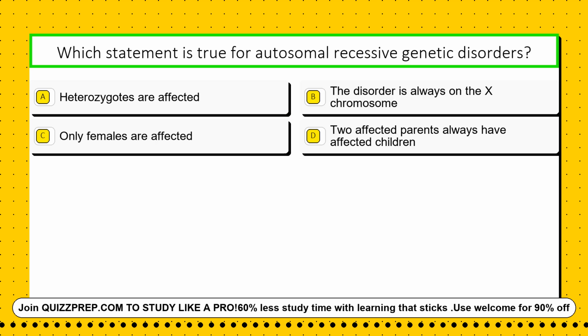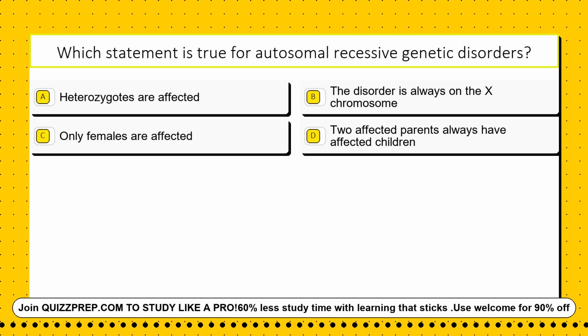Question 84. Which statement is true for autosomal recessive genetic disorders? Option A. Heterozygotes are affected. Option B. The disorder is always on the X chromosome. Option C. Only females are affected. Option D. Two affected parents always have affected children.